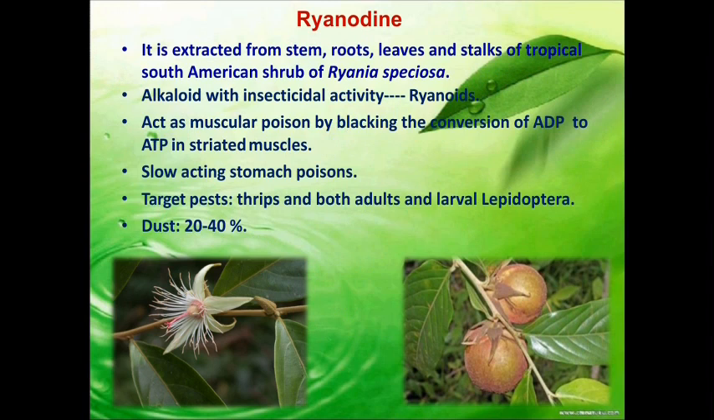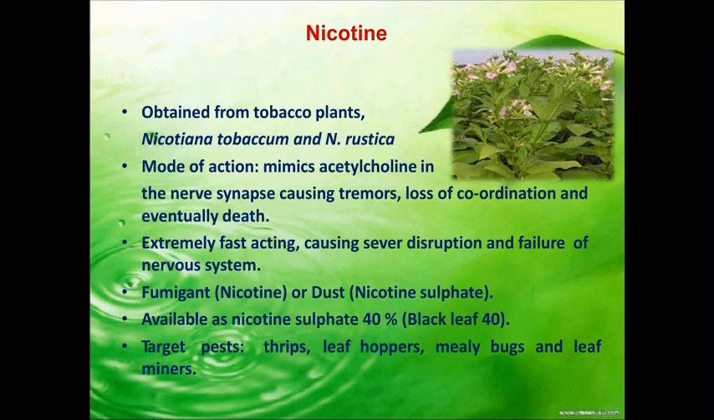Then ryanodine. It is extracted from the stem, roots, leaves, and stalk of the tropical South American shrub Ryania speciosa. The main active ingredient present is ryanoids, and it acts as a muscular poison by blocking the conversion of ADP to ATP in striated muscles, showing an effect like a stomach poison. It is very effective against the larvae of Lepidopteran insects, and it is used as a dust at 20 to 40% concentration.